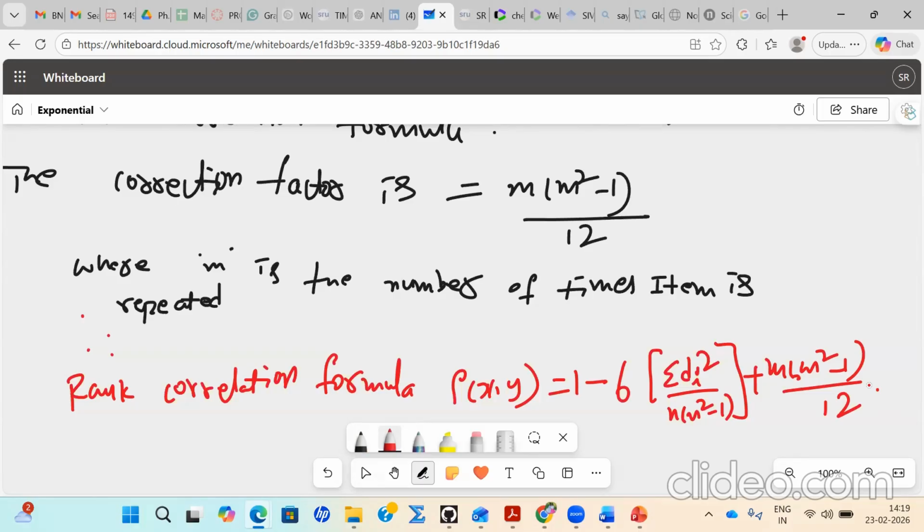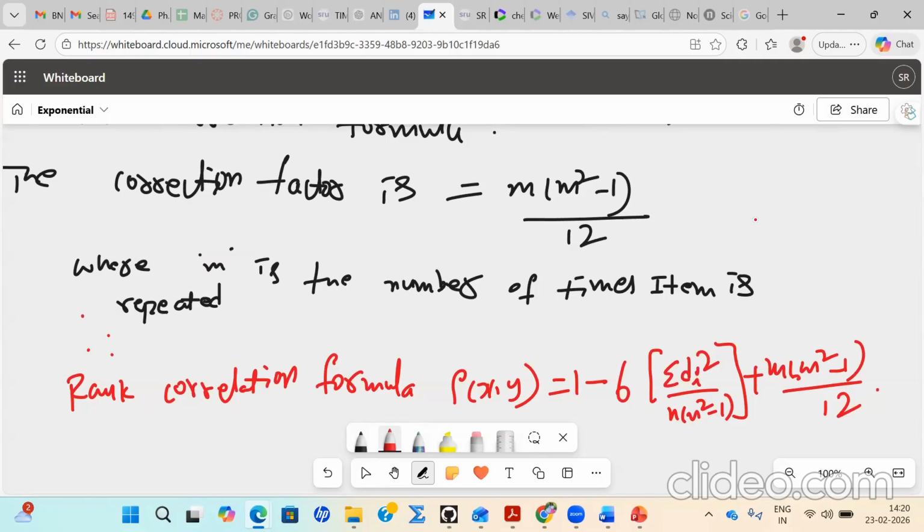So n is the number of observations, m is the number of times the particular rank is repeated. Clear as of now? So for rank correlation, we have two concepts. One is whenever we have the common case, without repeating values, then we have one formula.